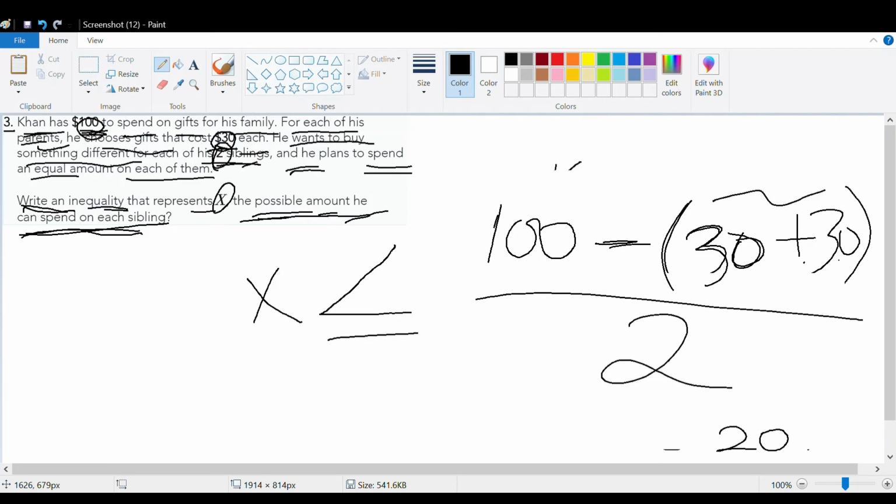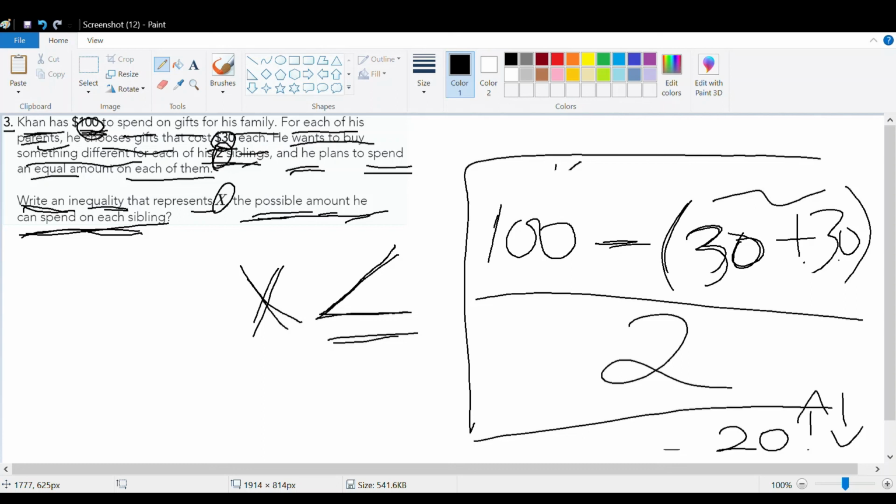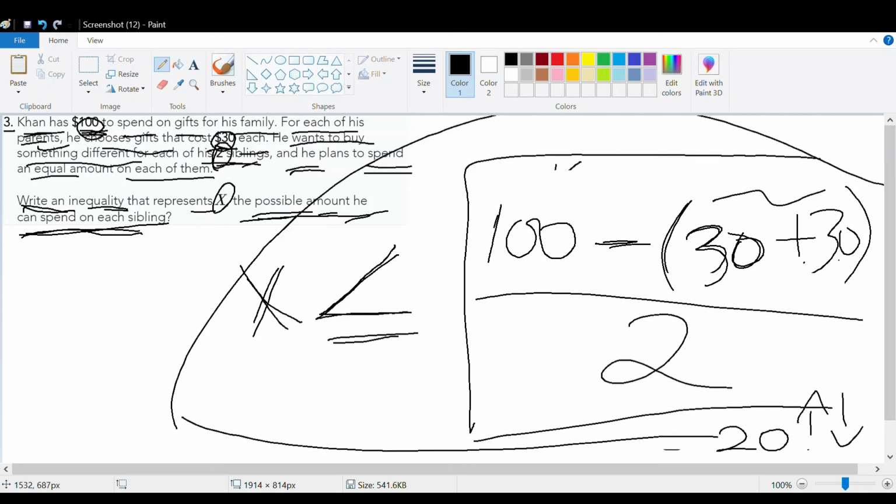And if he goes over the $20, that would go over his $100 budget. And if he wants, he can go under $20, because that would stay under his $100 budget. Therefore, x must be less than or equal to this right here. So this entire thing, x less than or equal to 100 minus the quantity of 30 plus 30 divided by 2, is the inequality that represents the possible amount he can spend on each of his siblings.